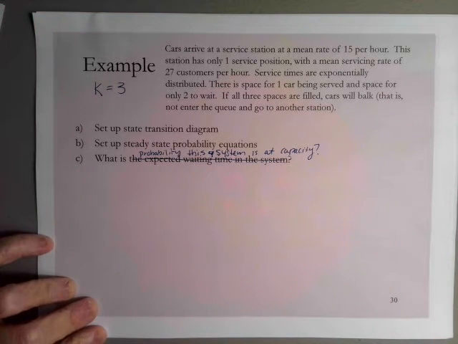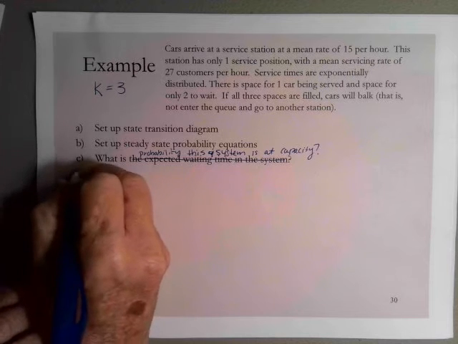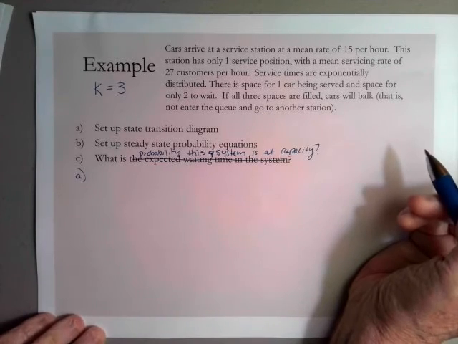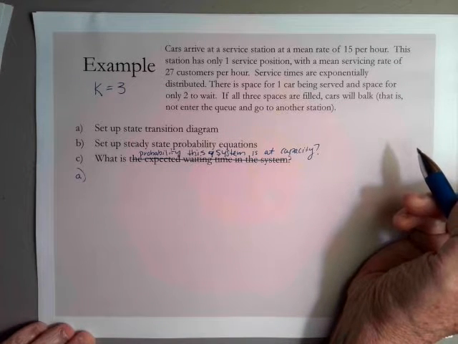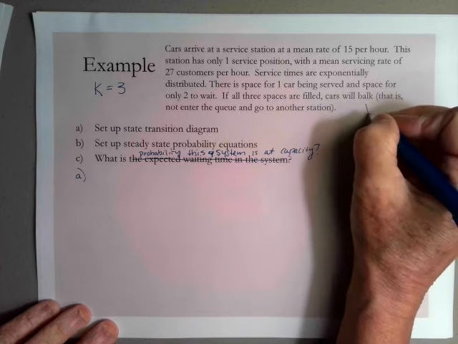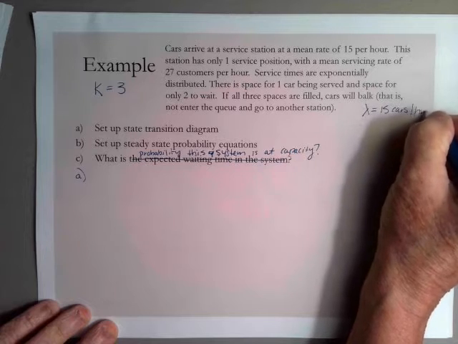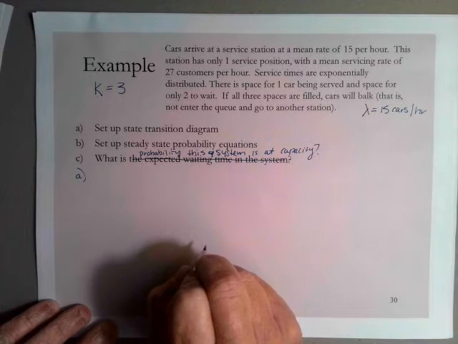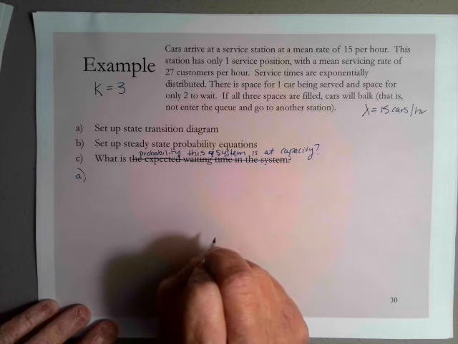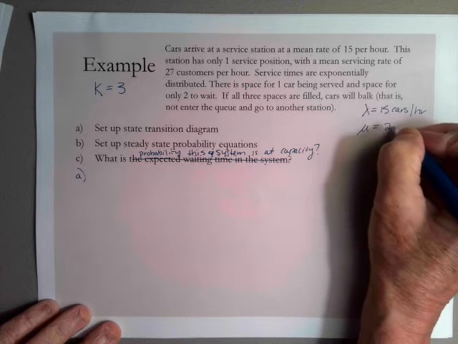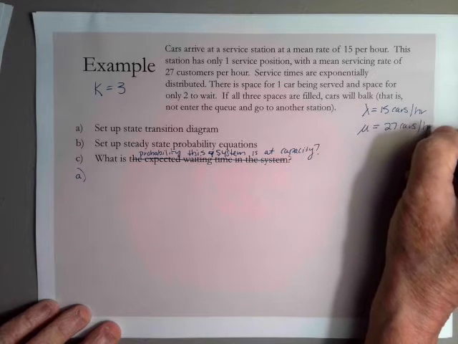That means we've got as many cars being served, which is 1, and 2 cars waiting. A, set up the state transition diagram. So if I take a look at the wording, it says cars arrive at a service station at a mean rate of 15 per hour. So they just gave me what lambda is. We have 15 cars per hour arriving, and one service position with a mean servicing rate of 27 cars per hour. So they gave us directly lambda and mu in this problem, cars per hour.